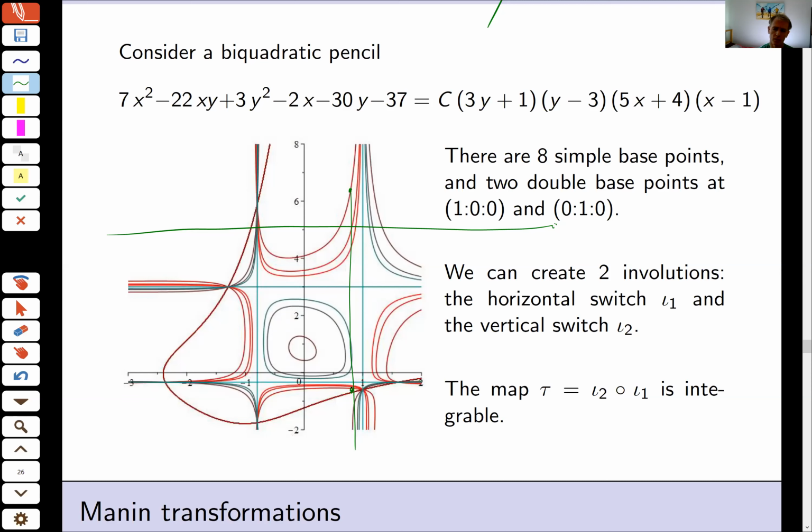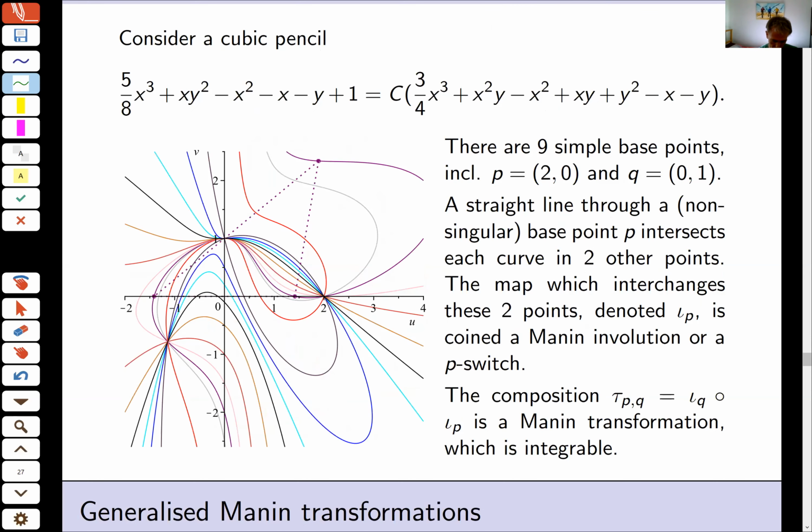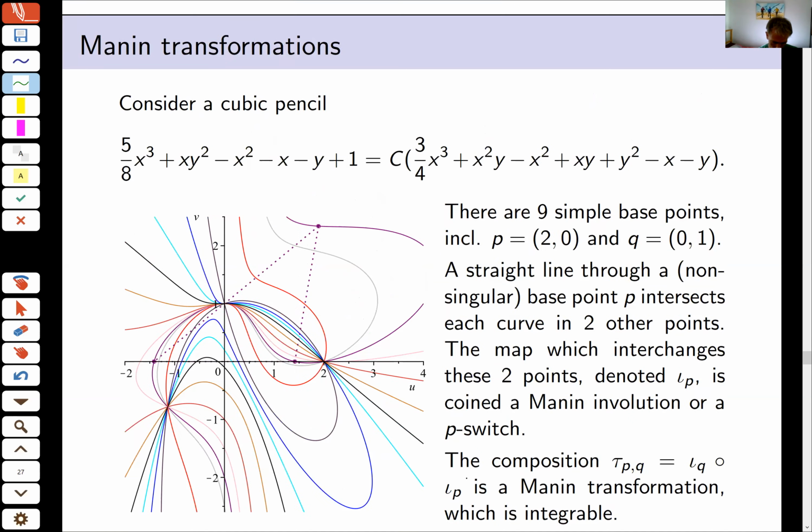And that is an 18-parameter family of integrable maps of the plane. It also preserves a measure, and it is a kind of famous integrable map of the plane. Manin transformations, what are they?